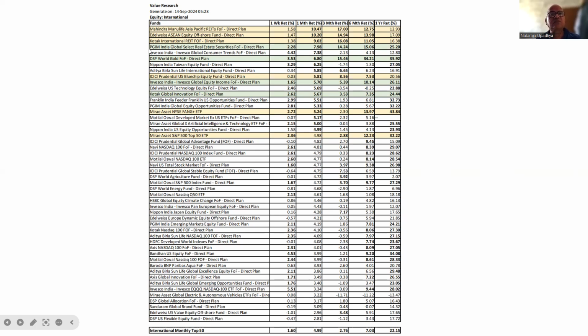The ones in green are PGIM India Global Select Real Estate Securities FOF, 7.98% for the month. DSP World Gold FOF, 6.8% for the month. Invesco Global Equity Income FOF 5.7%. Kotak Global Innovation FOF 5.67%. So there is nothing much to talk about here from an investment perspective.